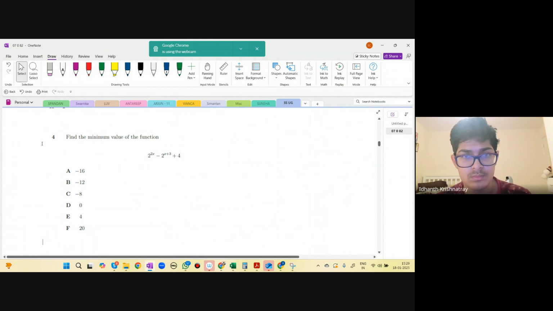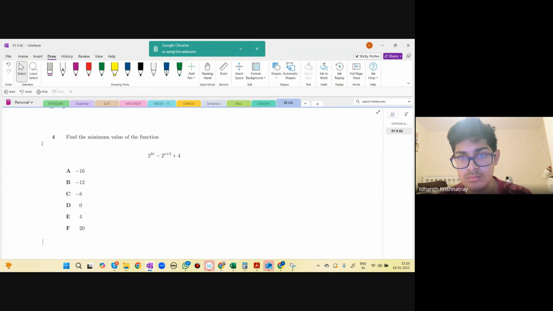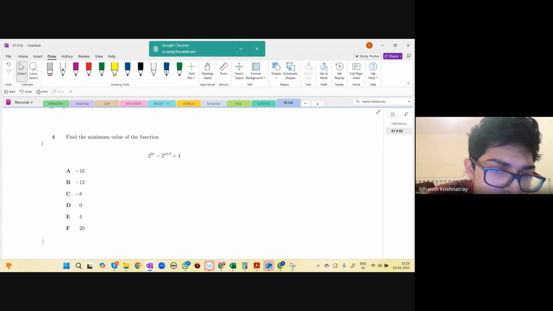Okay. So, in the minimum of this function. How to approach this? Okay. So, hello, hello. Yes. How to approach this one?